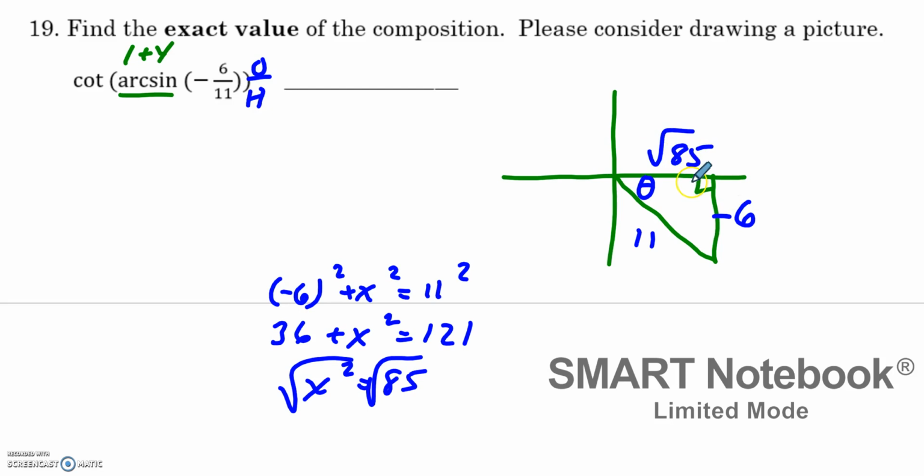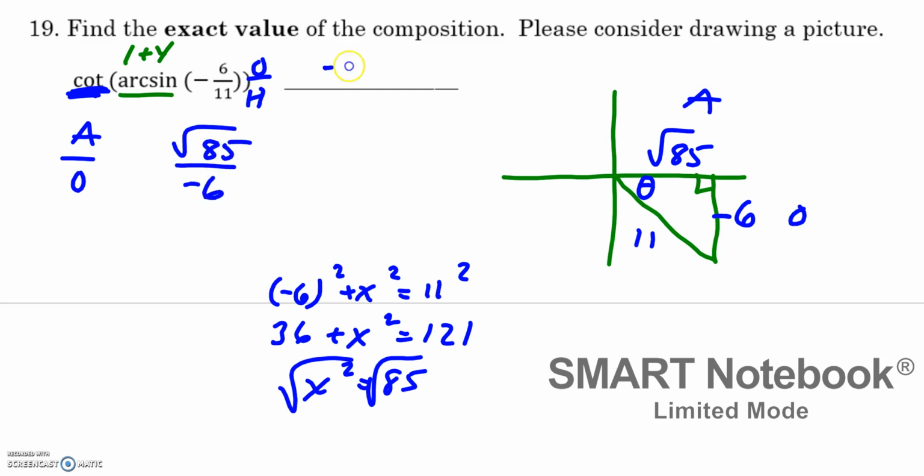So now that I have my triangle done, I need to find the cotangent value. If tangent is opposite over adjacent, cotangent is adjacent over opposite. So in this case, my cotangent value would be adjacent over opposite, or root 85 over negative 6, or you could make the entire fraction negative and have your answer like this.